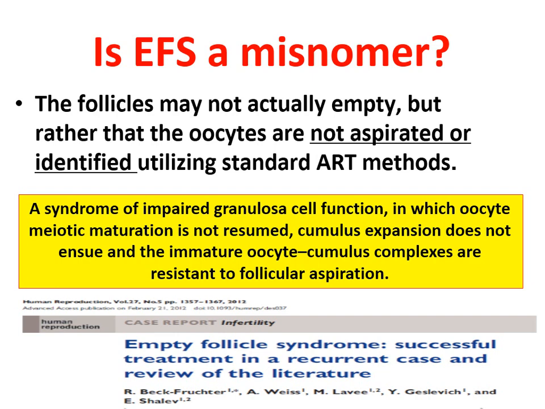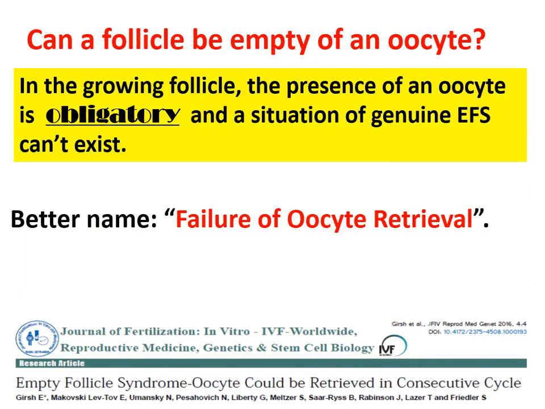So it is a syndrome of impaired granulosa cell function in which oocyte meiotic maturation is not resumed, cumulus expansion does not ensue, and the immature oocyte cumulus complex is resistant to follicular aspiration. So it may be a misnomer. Moreover, others mention that the presence of an oocyte is an obligatory event, and a situation of genuine empty follicle syndrome cannot exist. So it's better to say it is not empty follicle syndrome, it is failure of oocyte retrieval.